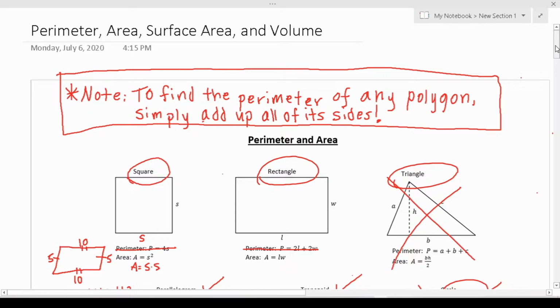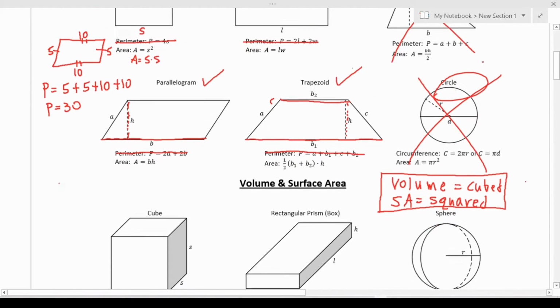On the ASVAB, you're not allowed to use a calculator or a formula sheet. So at some point, you're going to have to devote all the formulas we discussed today to memory. So in light of that, let's go ahead and get started with today's video.